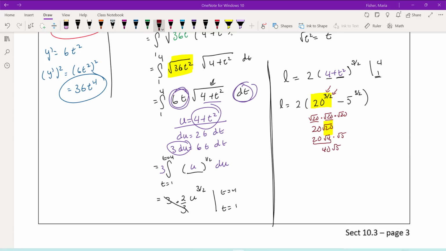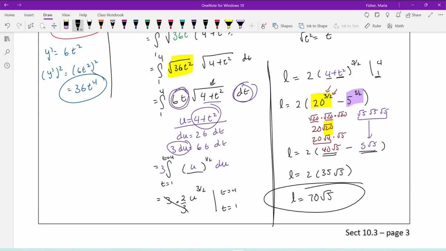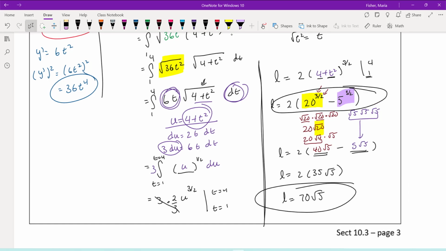The square root of 5 to the 3 halves is just the square root of 5 times the square root of 5 times the square root of 5, which is 5 square roots of 5. So now we have 40 square roots of 5 minus 5 square roots of 5, and that's 35 square roots of 5. And if I multiply 2 to that, the arc length here is 70 square roots of 5. So you can enter your answer like this into WebAssign, or you can enter your answer like this top one right here.